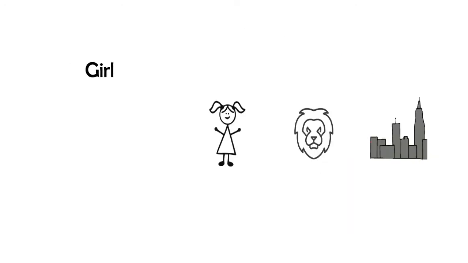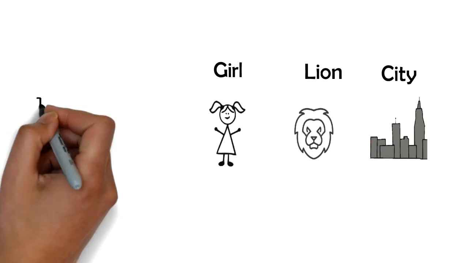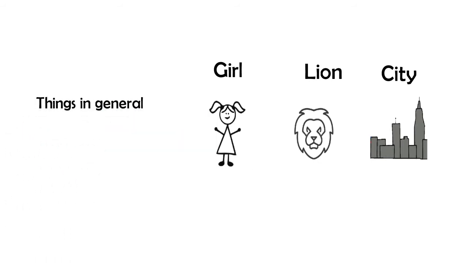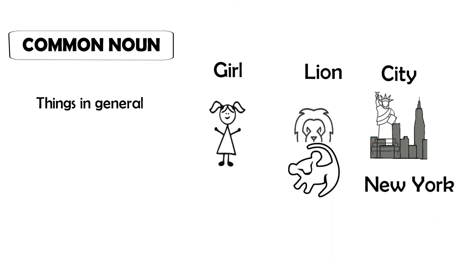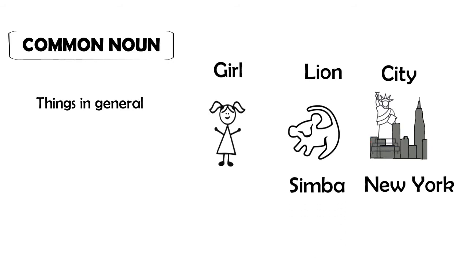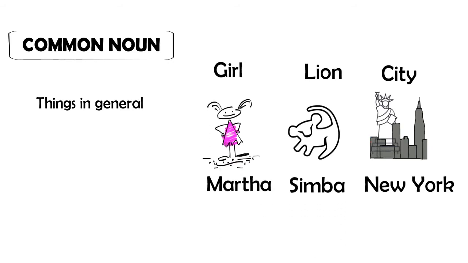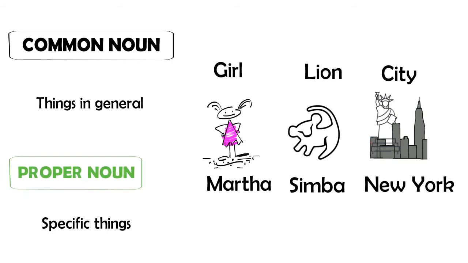Let's study some nouns. A girl, a lion, and a city. It could be any girl, any lion, and any city in the world. We are talking about things in general. So, they are called common nouns when they are not specific. But look now. Now it is New York, not any city. Now it's Simba the lion. And this is not any girl. This is Marta. Now they are specific things. We call them proper nouns.